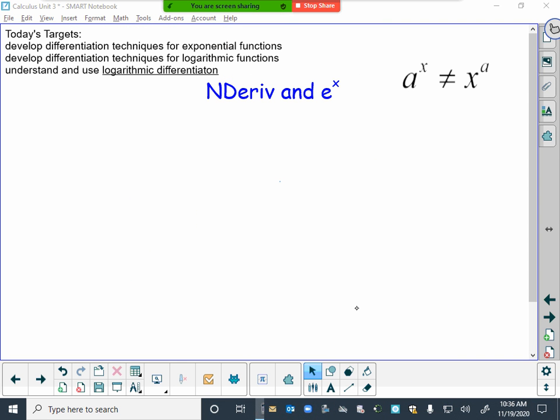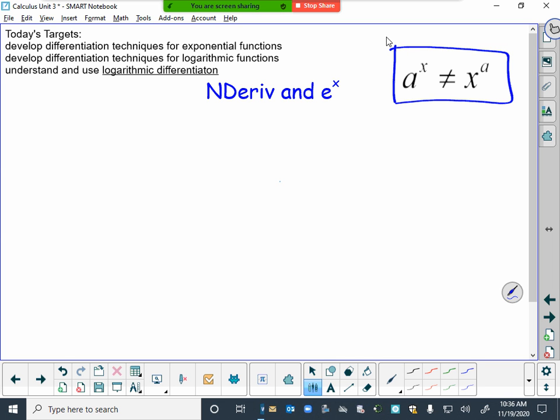nDeriv, remember, was the numerical derivative calculating feature of your graphing calculator. And we have the dy/dx that we can type into Desmos to do that. A word of warning before we go here. These are very different things. x to the a, this is a power function. But this, a to the x, this is an exponential.